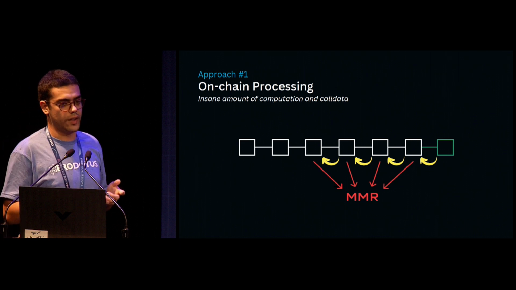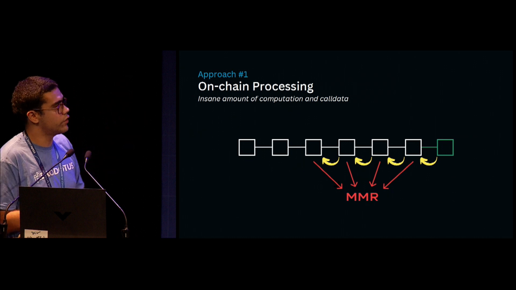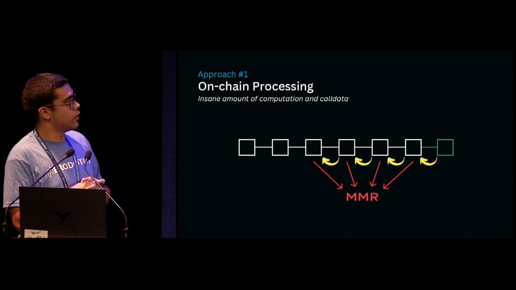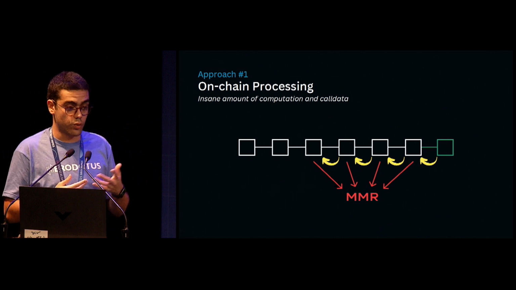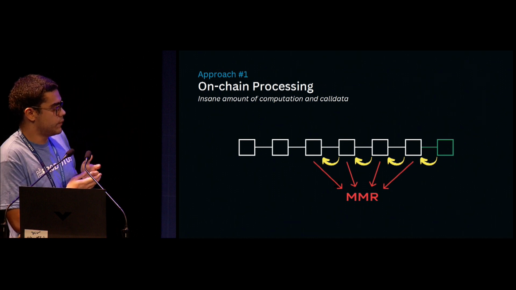Nice, so now that we understand where we are actually storing the block headers, the block hashes, in this Merkle Mountain Range, let's look into the more practical approaches on how we can actually do this. So I'm starting with the more naive approach, and we'll slowly work our way up to a more complex and robust approach. So the first approach, called on-chain processing, is very simple.